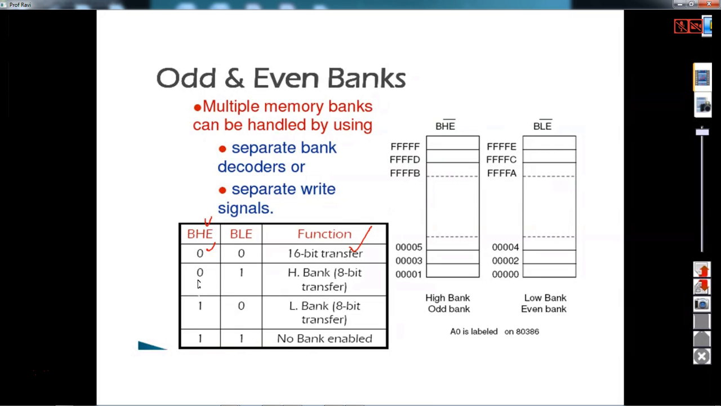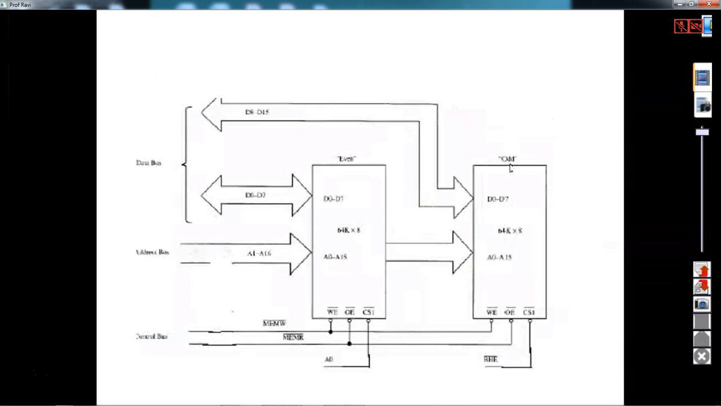And if BHE is 0 and A0 is 1, then only 1 byte will be transferred, and that is from the odd bank. And BHE if it is 1 and A0 if it is 0, then you are getting a byte from the lower bytes. And 1 and 1, no bank is enabled. That means no data you can fetch. These two pins are very important pins. So now, this is very important, just keep in mind.